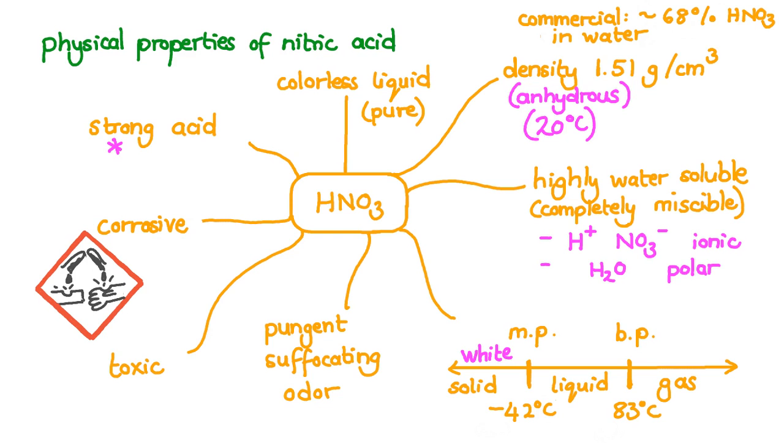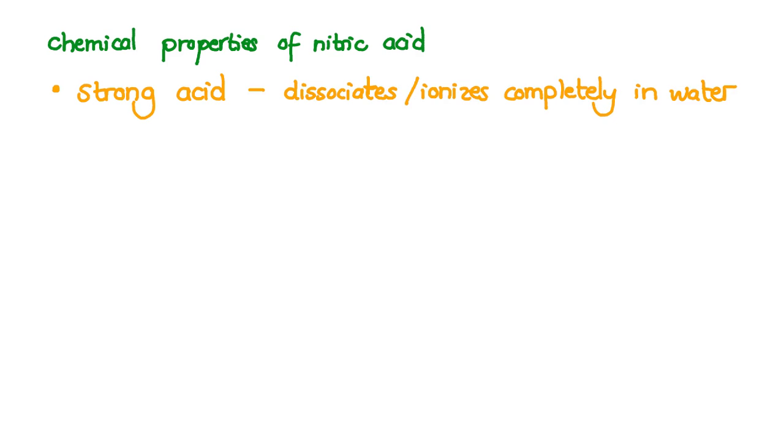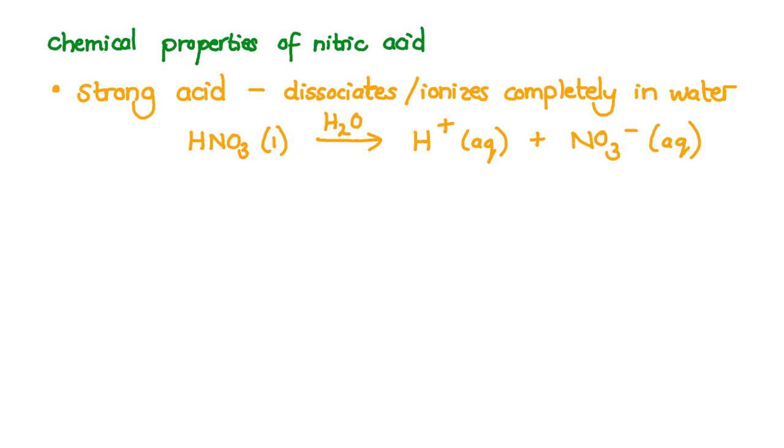Let's have a look now at some chemical properties of this acid. We said nitric acid is a strong acid. This means it dissociates or ionizes into its ions completely in water. We've already seen how it breaks apart into the hydrogen ion and the nitrate ion, and the hydrogen ion can react with water to produce the hydronium ion H3O+.